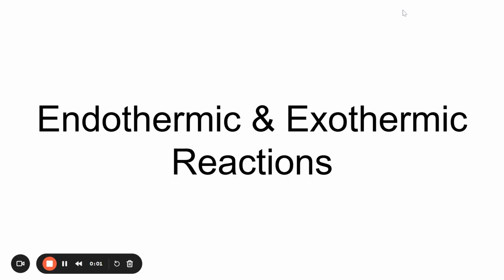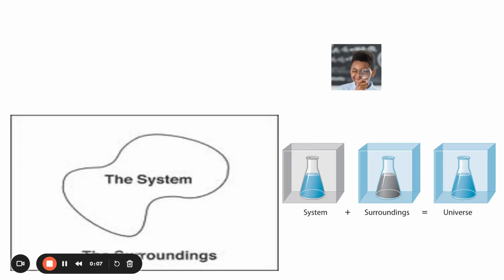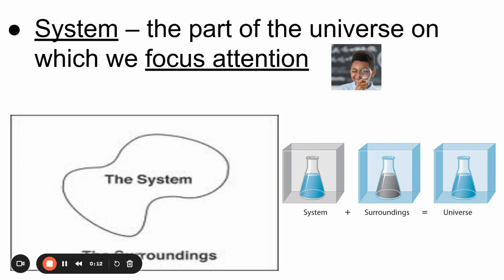Go ahead and turn to the endothermic and exothermic reactions page in your notes, and we're going to fill these out together. So we have to first define some terms. System is the part of the universe that we focus attention on. So it's the thing that we care about in a reaction. It's really the reaction itself.